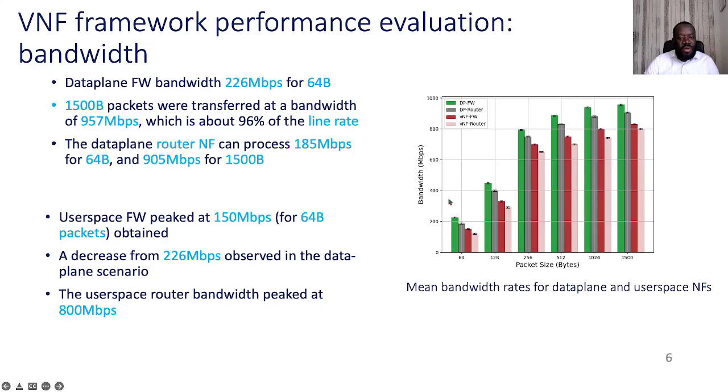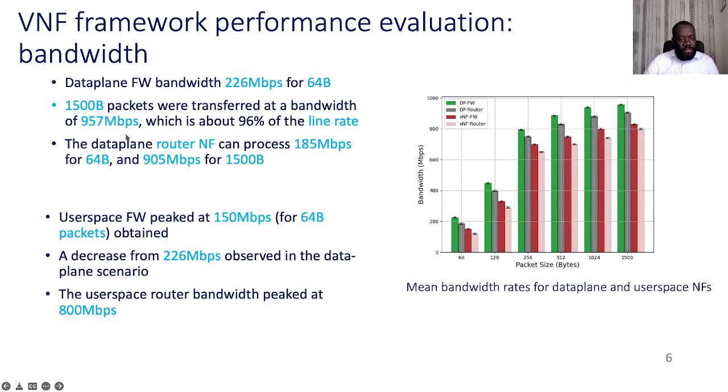In terms of performance, we started by evaluating the data plane firewall bandwidth, which for 64 bytes packets was able to process up to 226 megabits per second. So this evaluation basically was carried out for 64 bytes up to 1500 bytes packets, which is the MTU size packets.